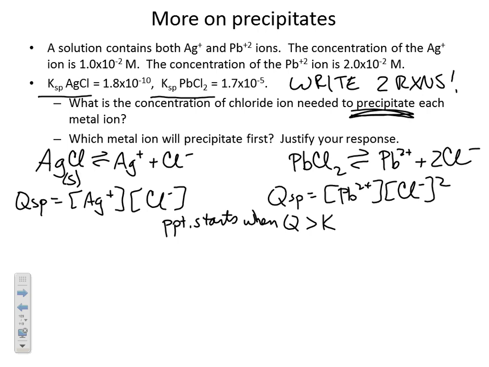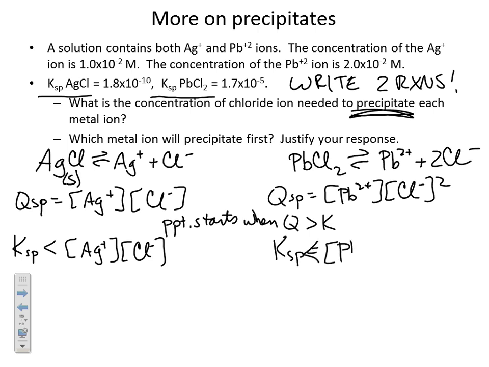So in essence, we can take the K value, but it's literally right after when they're equal. So I can take the K value and plug it in like this. If Q is greater than K, then I know that if my concentration of silver times my concentration of chloride is greater than Ksp, I'm going to start precipitation. Likewise, over here, if the concentration of lead times the concentration of chloride squared is greater than the value for Ksp, then I'm going to start my precipitation.